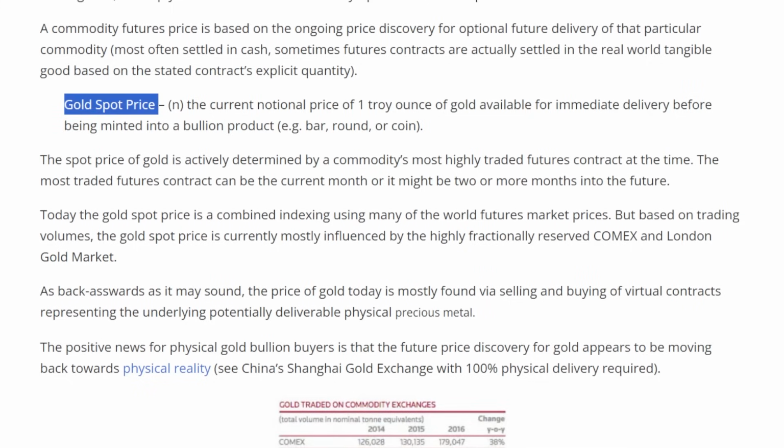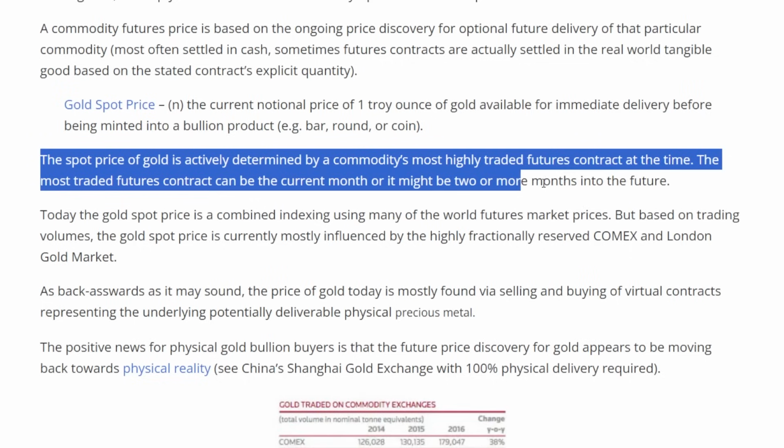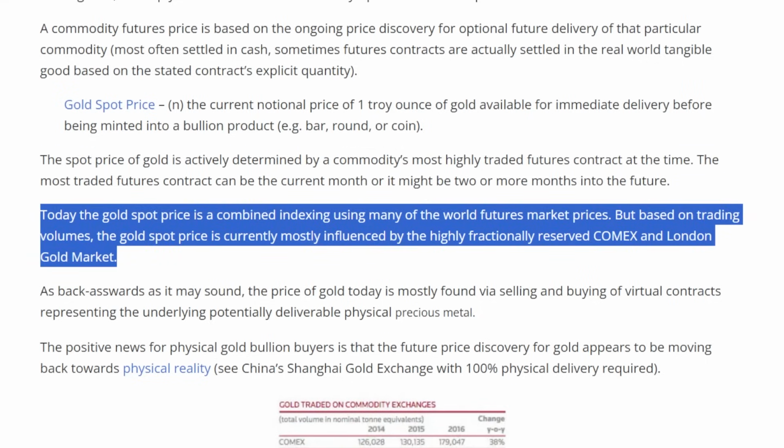Now we get to spot price. How is spot price determined? Well, they say the spot price of gold is actively determined by a commodity's most highly traded futures contract at that time. The most traded futures contract can be the current month, or it might be 2 or more months into the future. They also say today the gold spot price is a combined indexing using many of the world's futures market prices, but based on trading volumes, the gold spot price is currently mostly influenced by the highly fractionally reserved COMEX and London gold market.